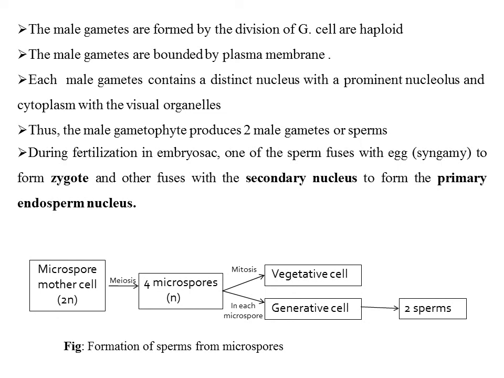Now, the diagrammatic representation of formation of sperms from microspores. Microspore mother cell, meiosis, four microspores, mitosis, in each microspore, vegetative cell, generative cell and two sperms.